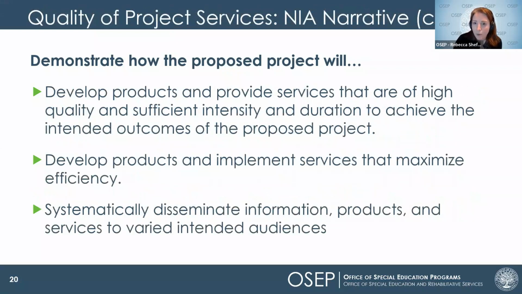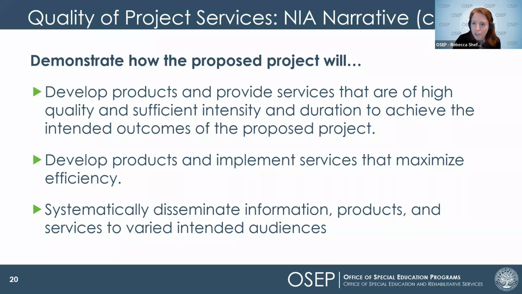The narrative section on quality of project services should also demonstrate how the proposed project will develop products and provide services that are of high quality and sufficient intensity and duration to achieve the intended outcomes of the proposed project. For example, 2 of the requirements in this section include describing the proposed center's approach to universal general technical assistance and to targeted specialized technical assistance.